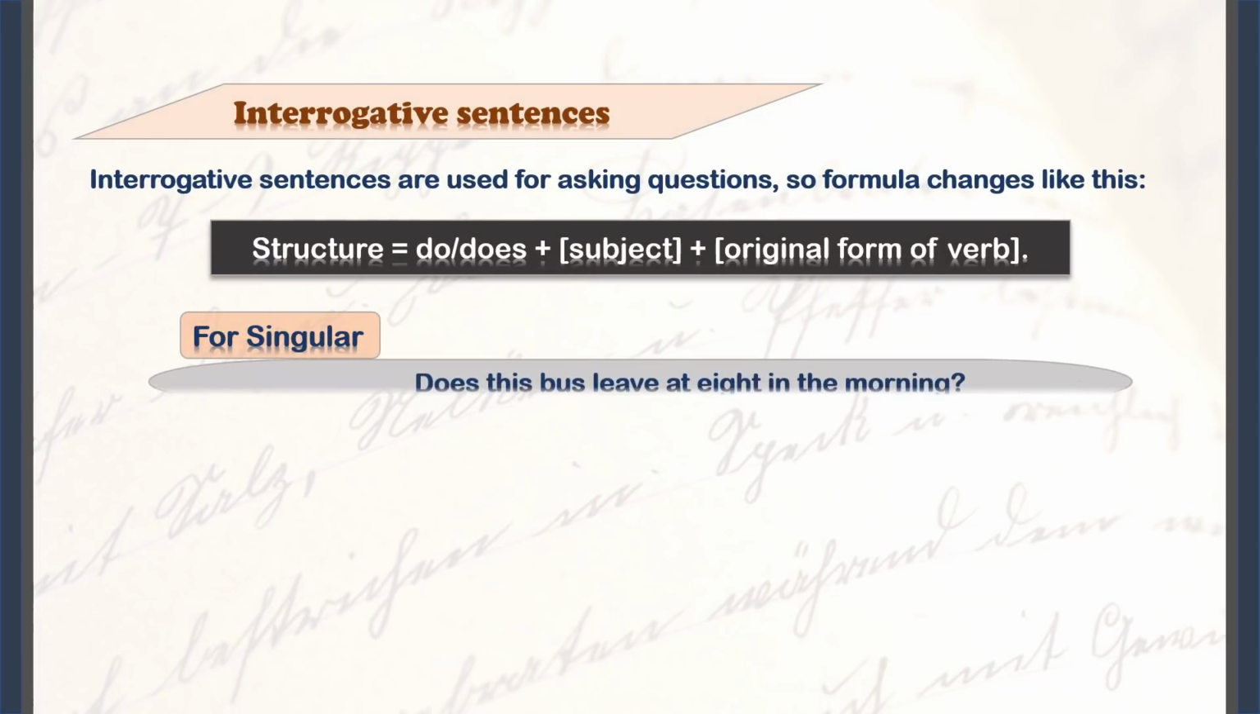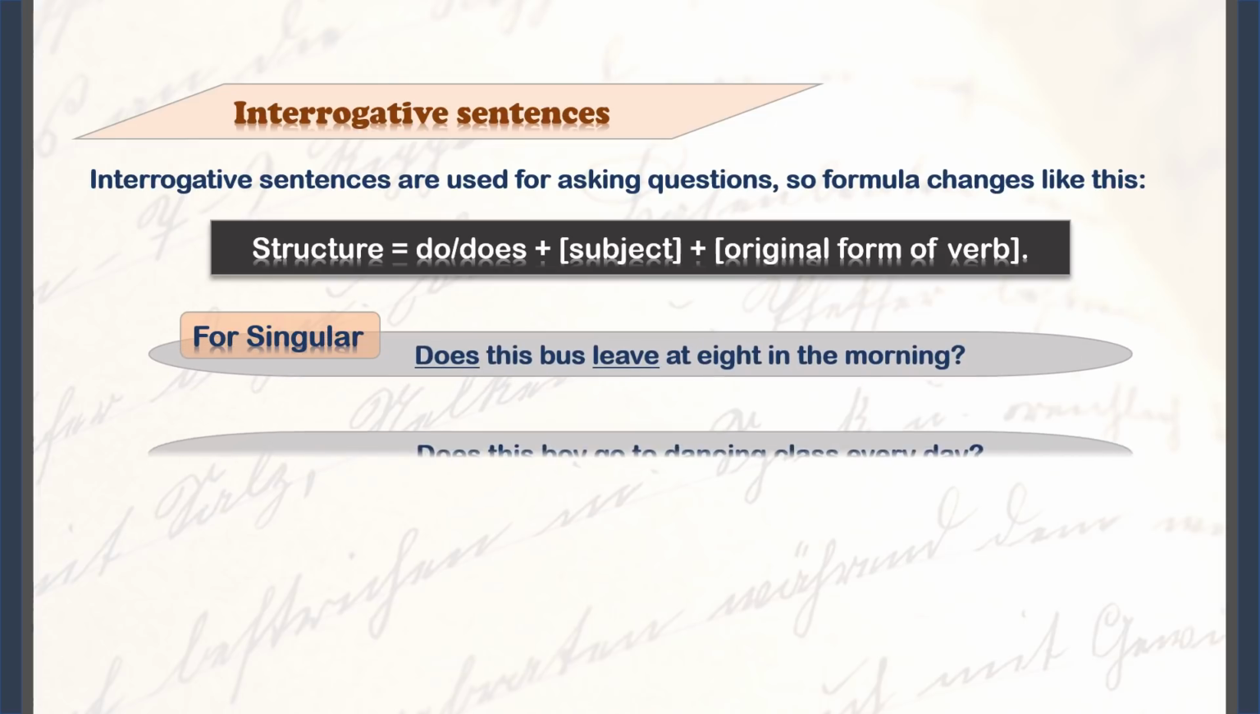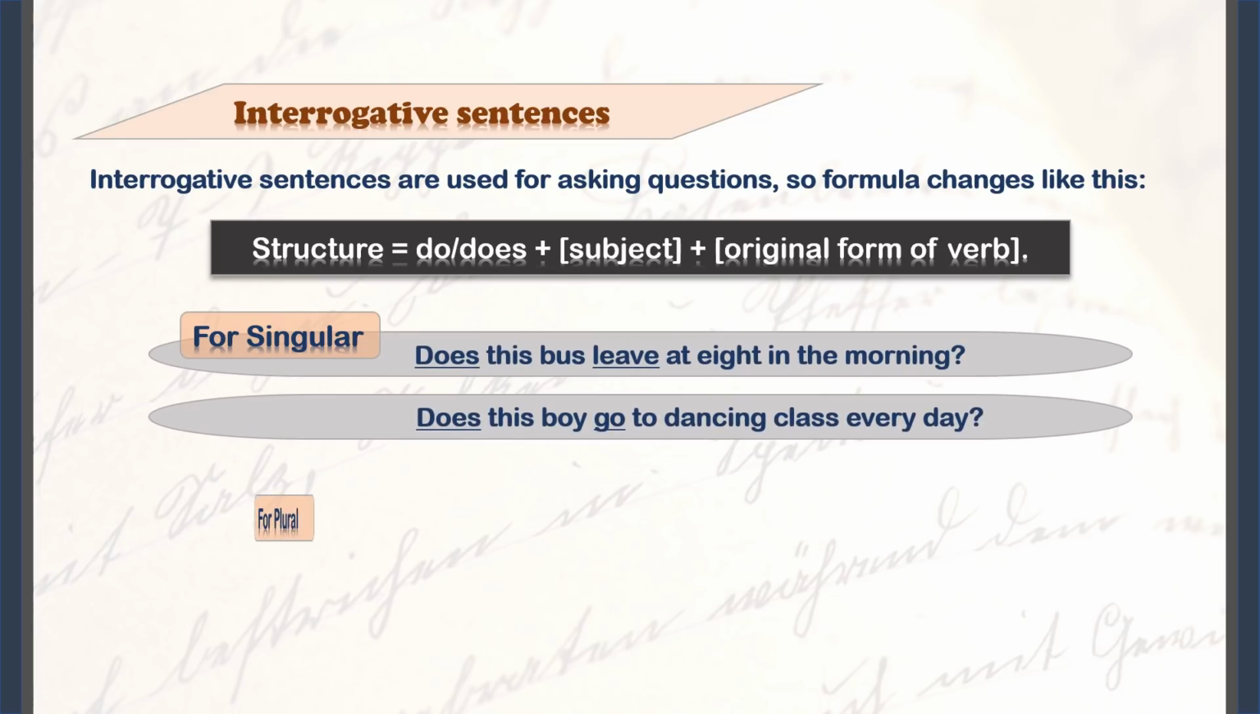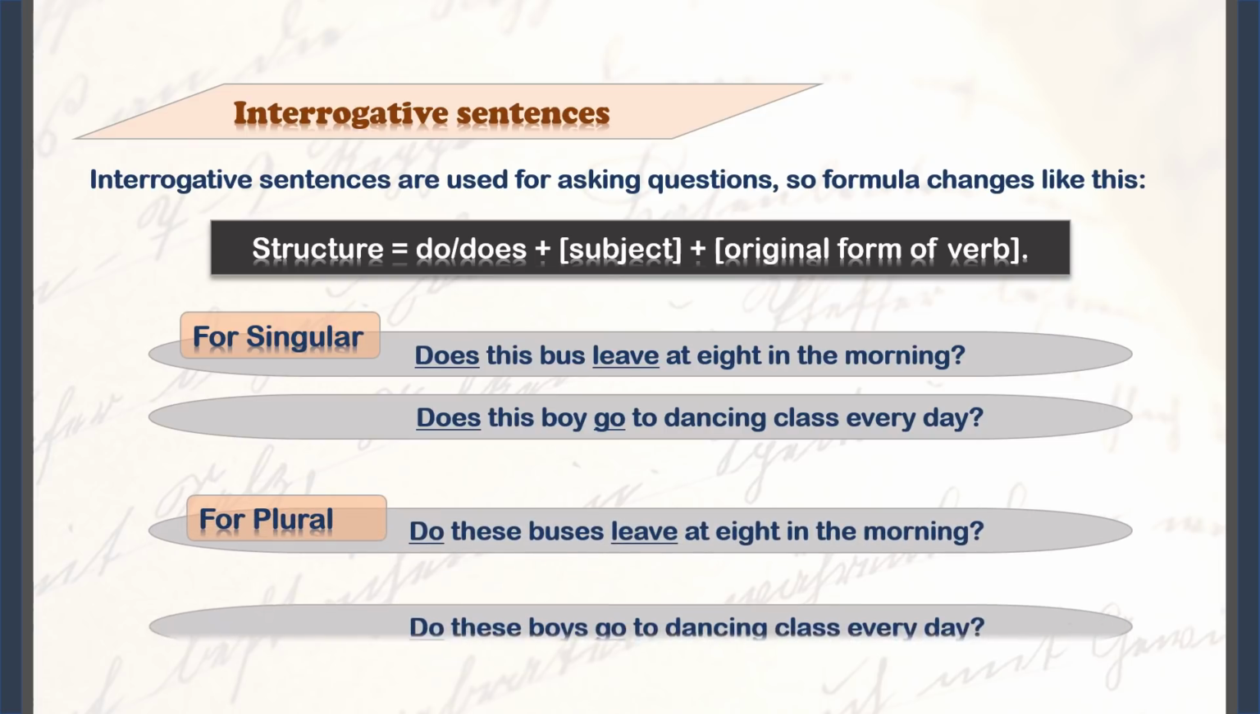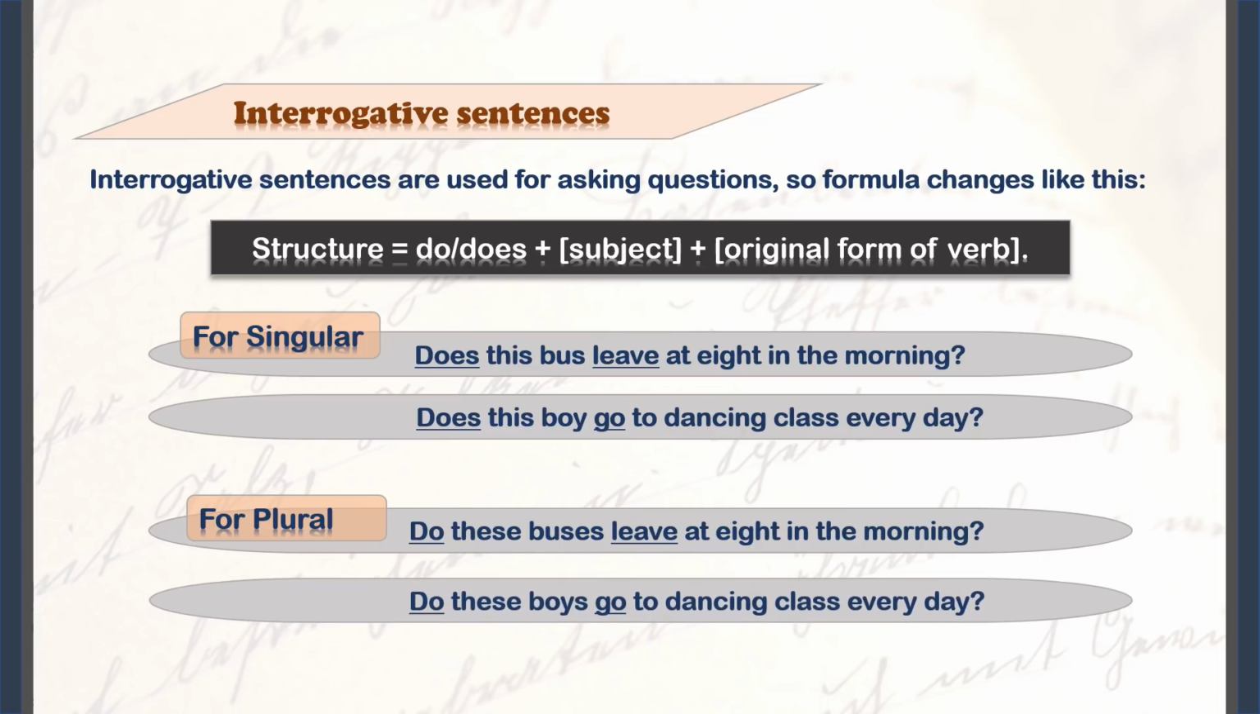For singular, example 1, does this bus leave at 8 in the morning? Example 2, does this boy go to dancing class every day? For plural, example 1, do these buses leave at 8 in the morning? Example 2, do these boys go to dancing class every day?